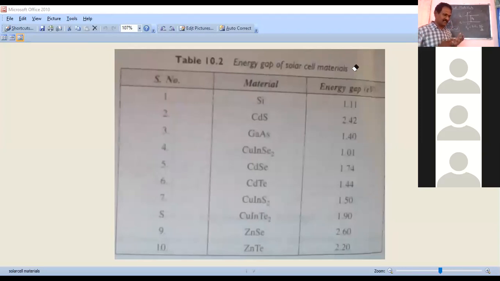What is a solar cell? What is the definition of a solar cell? What is the construction of a solar cell? And what is the working principle of a solar cell? And today we have seen what materials are required, which have certain energy gaps. So that ends your solar cell materials topic.